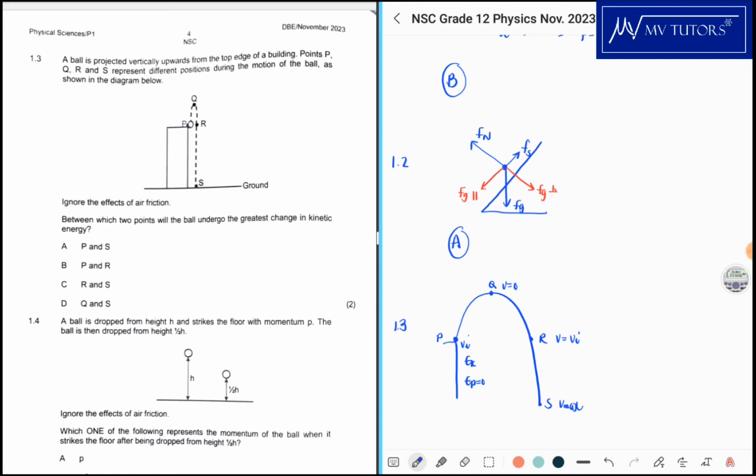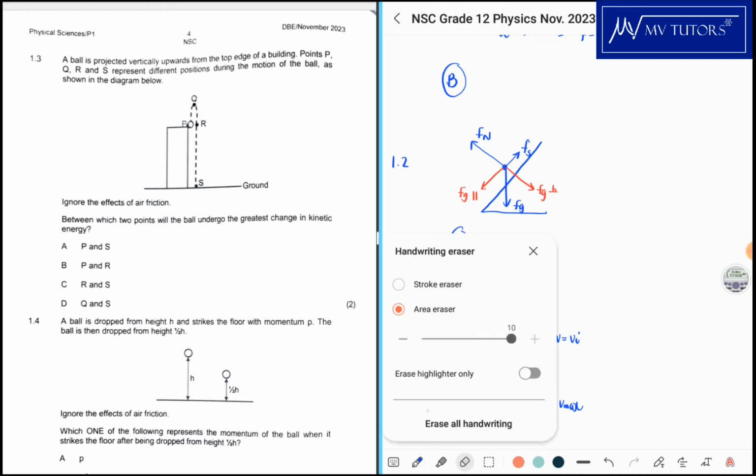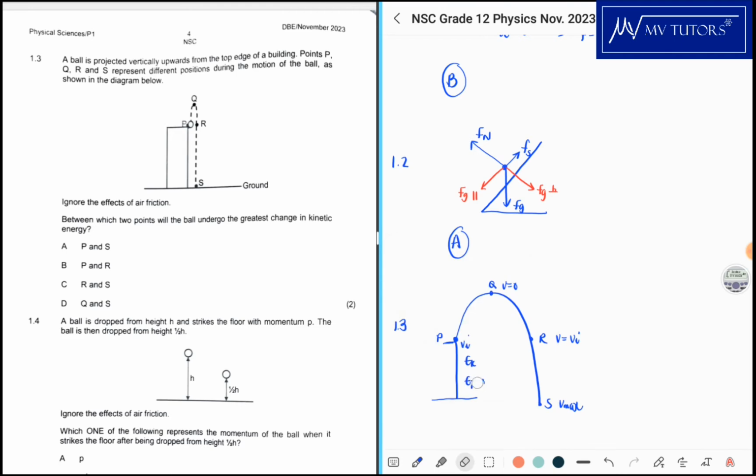Potential energy here is 0. Well, it depends. If you're referencing the ground, then there is some potential energy. But if the top of the building is your reference, then there isn't potential energy. So let's not talk about potential energy for now, so that we can avoid confusing ourselves. We're focusing on kinetic energy because they ask between which 2 points will the ball undergo the greatest change in kinetic energy. Remember, change in kinetic energy is your final minus your initial.